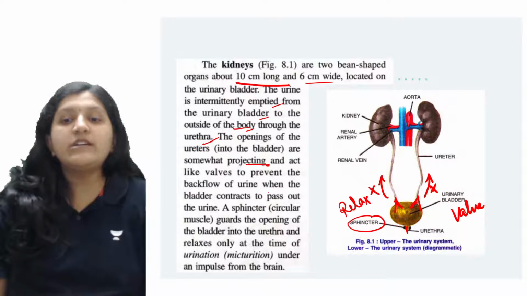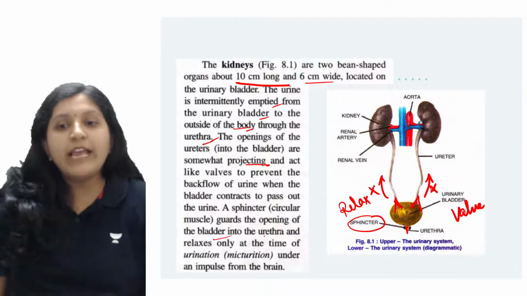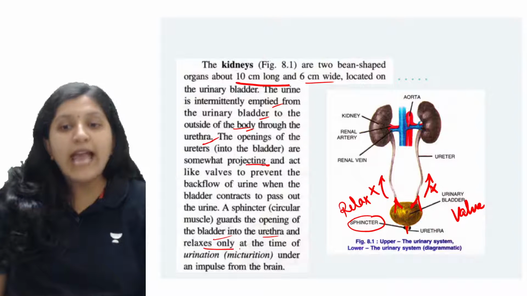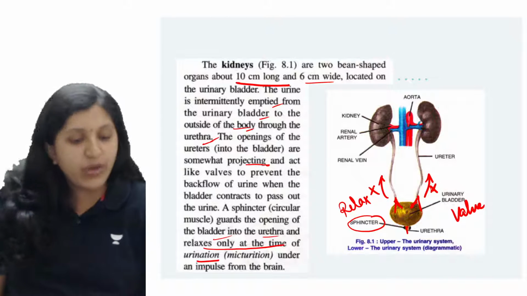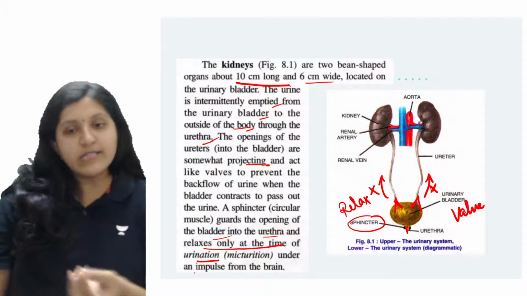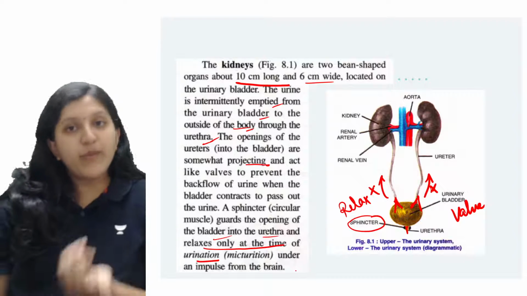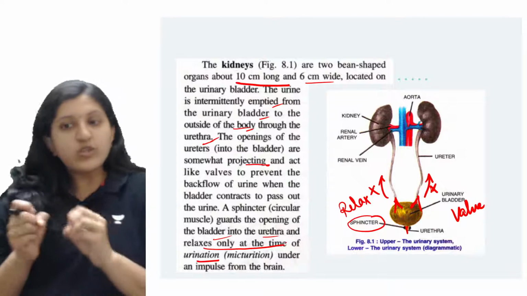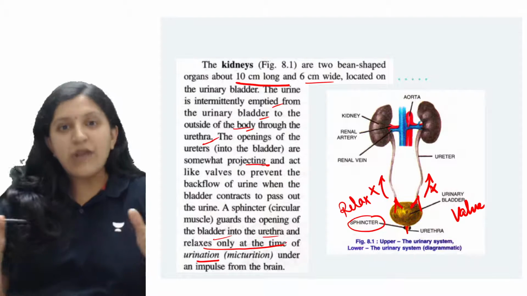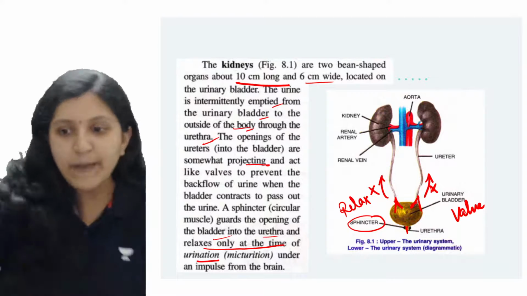Then the sphincter guards the opening of the bladder into the urethra and relaxes only at the time of urination. You can see this particular sphincter relaxing only when an impulse from the brain is received. So these sphincter muscles are going to relax and the urination can be seen there.